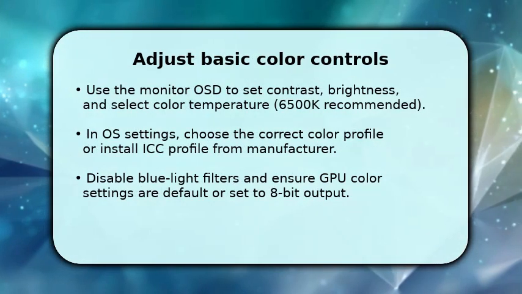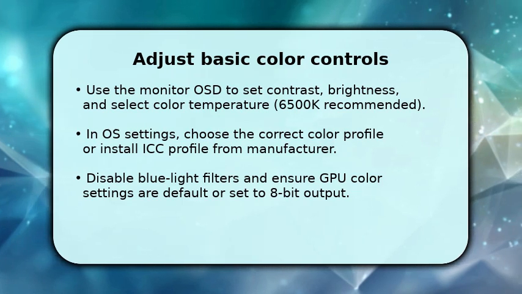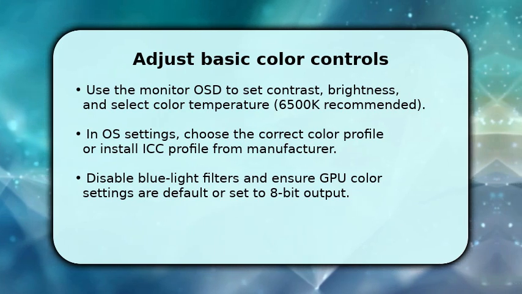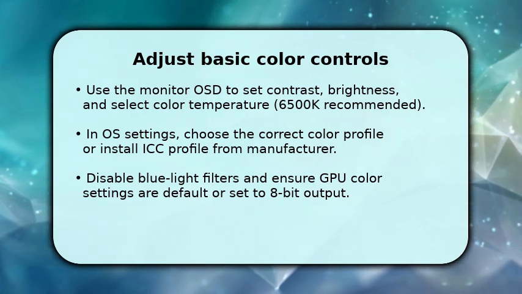You'll now change the basic controls that most affect perceived color. First, use the monitor on-screen display to set brightness and contrast. Aim for balanced shadow detail without clipping, then pick a color temperature near 6500 K for natural whites.